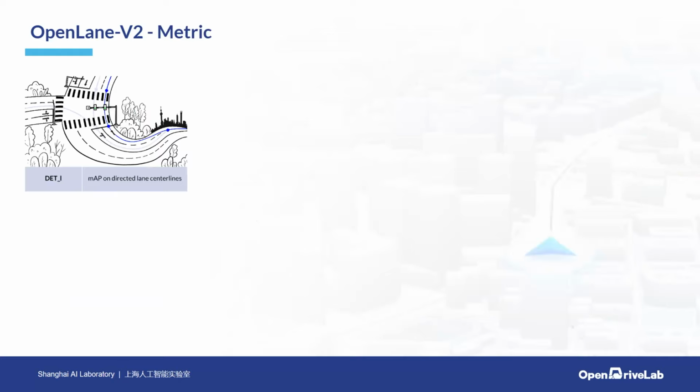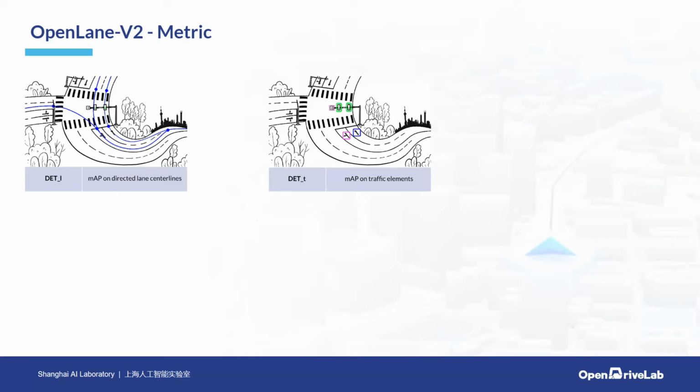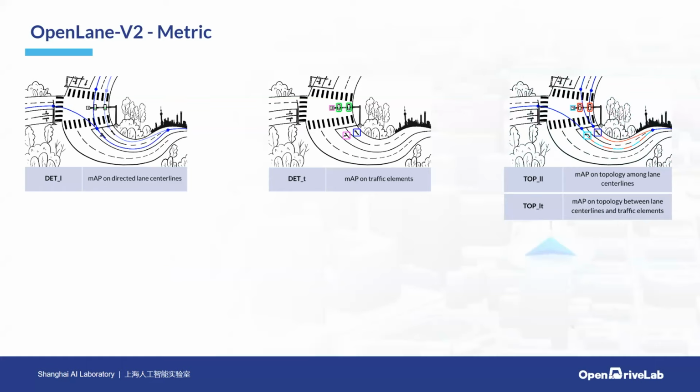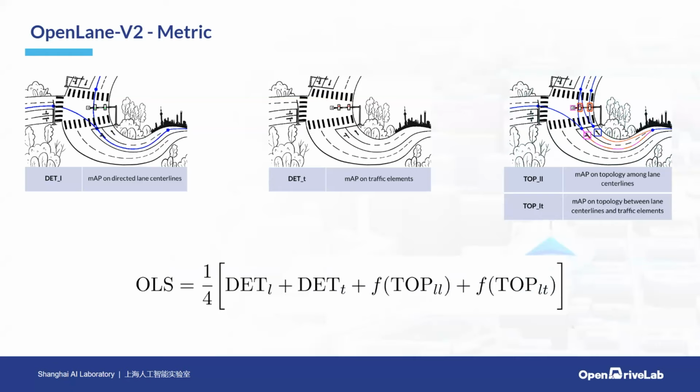First, the detection score for lanes, using a threshold distance to evaluate the detection of directed center lines. Second, the detection score for traffic elements, employing a multi-class IOU-based mAP. Third and fourth, topology scores among lane center lines and between the lane center lines and the traffic elements. The final OpenLane score is a weighted sum of these four metrics. This score also serves as the main metric for this competition.